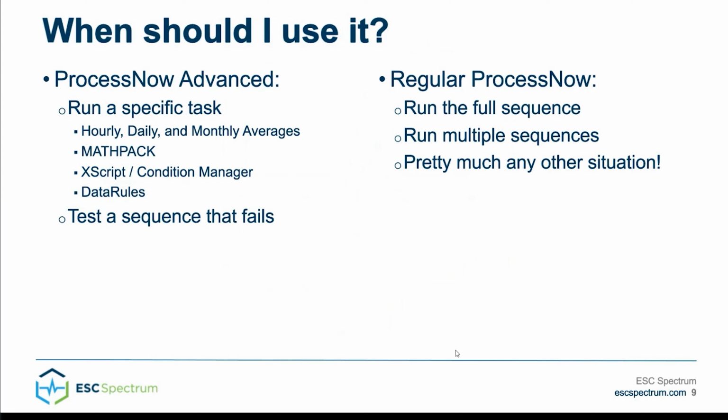You can go ahead and enter that task in, and then you can run just the specific task that you need that'll update that BAF. So you don't have to wait until your nightly Process Now runs. If you're trying to test an X script or a data rule like Marc just showed us, let's say Marc made that data rule and I want to see if it's working the way that I want it to, I could use Process Now Advanced to just run that data rule task.